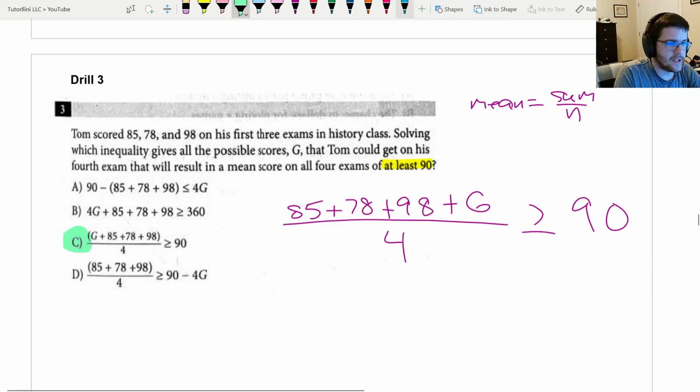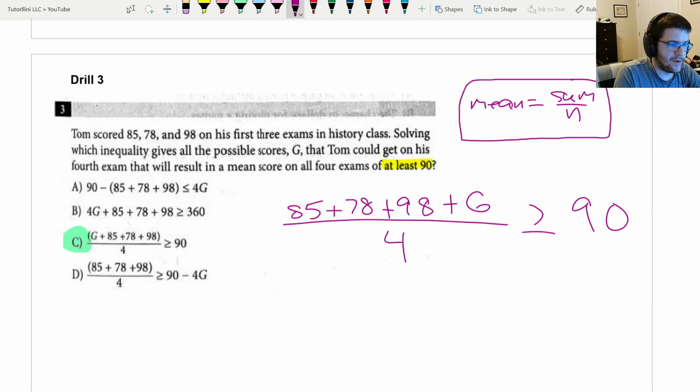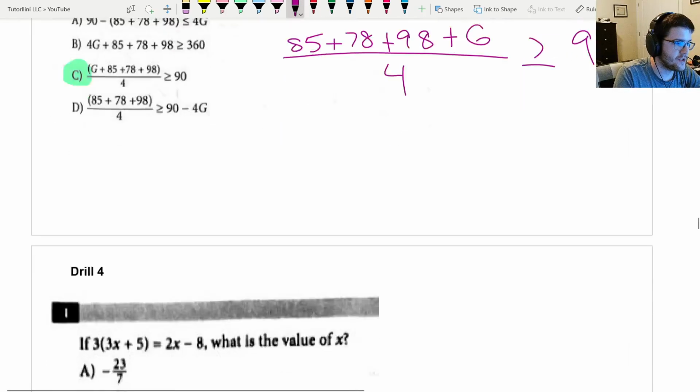That's it. So yeah, they're basically just testing you on the mean formula. So add up all the data points and divide by n, the sample size, which in this case was 4 because there was 4 exams. They even tell you that too, all 4 exams. Great, let's keep going.